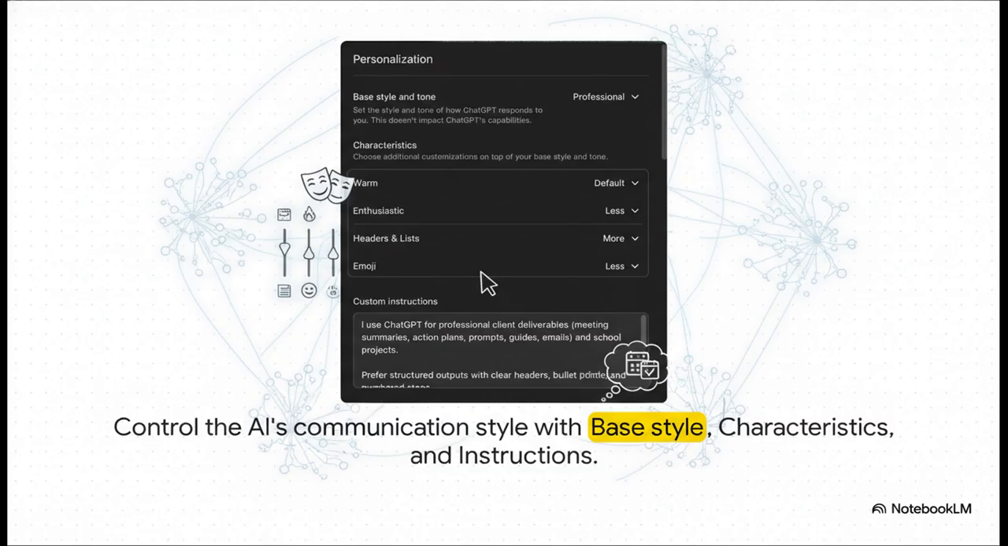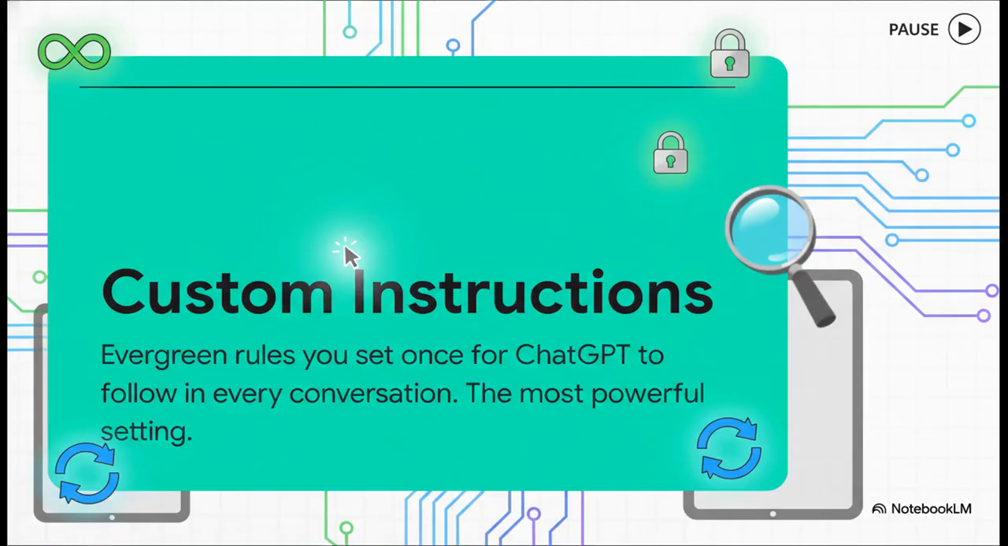For instance, you could slide headers and lists all the way up to make sure you always get perfectly structured notes, and then slide emoji way down to keep things formal. You can get really specific. Okay, but this next part, this is the real game changer. Custom instructions. Think of these as permanent rules that ChatGPT will follow in every single chat, on every device you use. Honestly, this is the single most powerful setting you can change to stop repeating yourself forever.